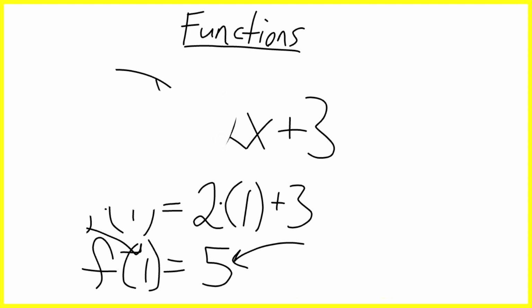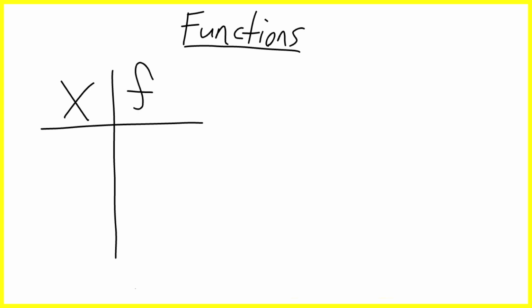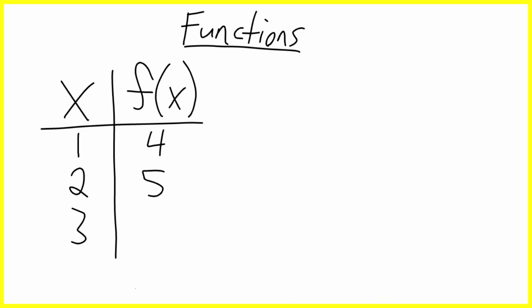So let's take a look now at how this can be represented as a table of values. So we have our x values and we have our outputs. Usually we would say x and y, right? But here we're going to say f of x. In this case, f of x is standing in for that y. So let's say our x values are 1, 2, and 3, with corresponding f of x values 4, 5, and 6.